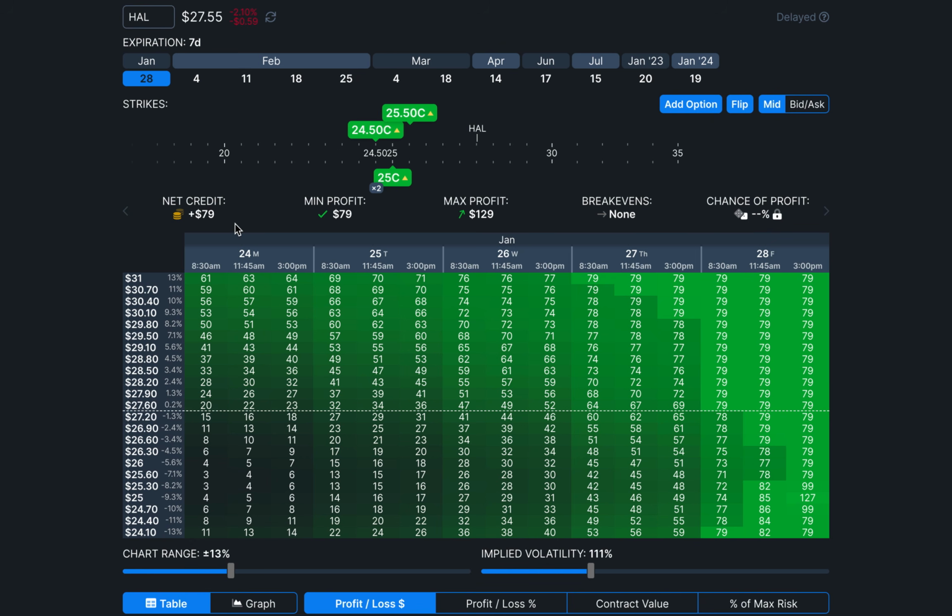This is telling me I'm going to get a credit, meaning that my minimum profit is $79. I'm leaving with at least $79 here. Max profit $129, right? There is no risk involved. That's what this is telling me, similarly to what Robinhood is telling me. So what is going on here? Is this a no risk options play?